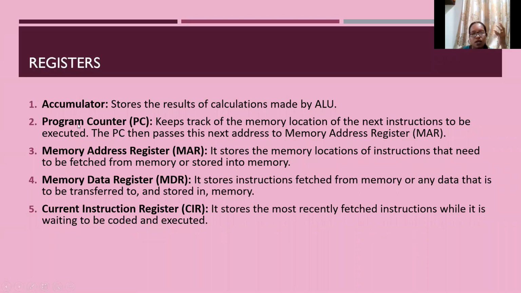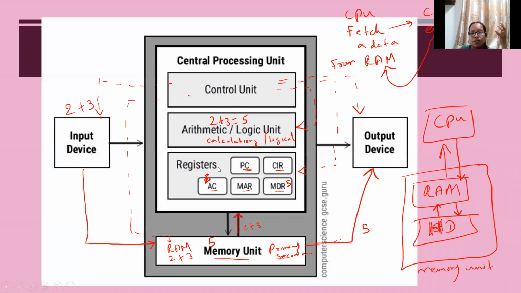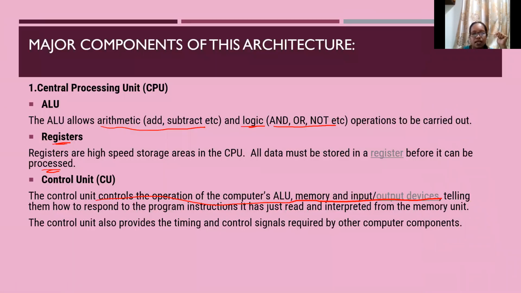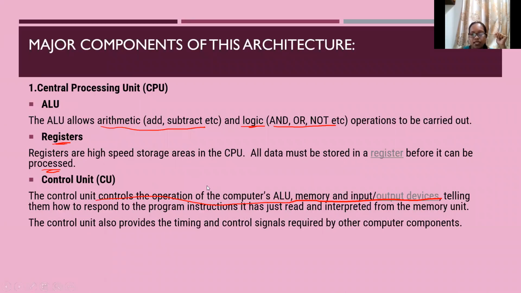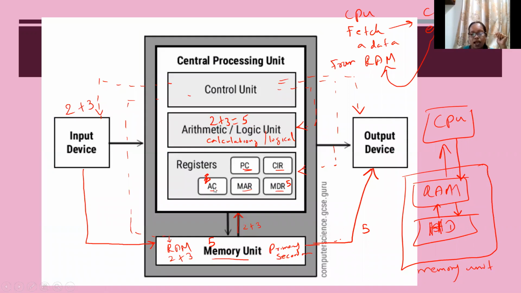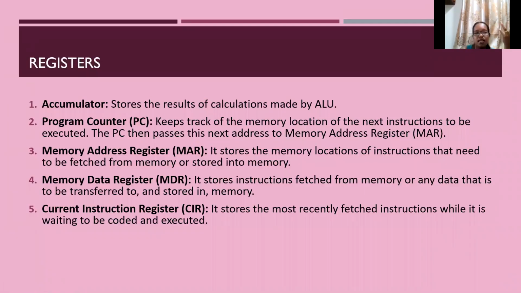Now, inside the CPU there are several registers. These 5 registers are very important because they are regularly used. What is this accumulator? AC here is the accumulator register. The accumulator is the register that holds the answers of calculations. That means after it does some calculation, the result will be stored inside the accumulator. It stores the results of calculations made by the ALU.